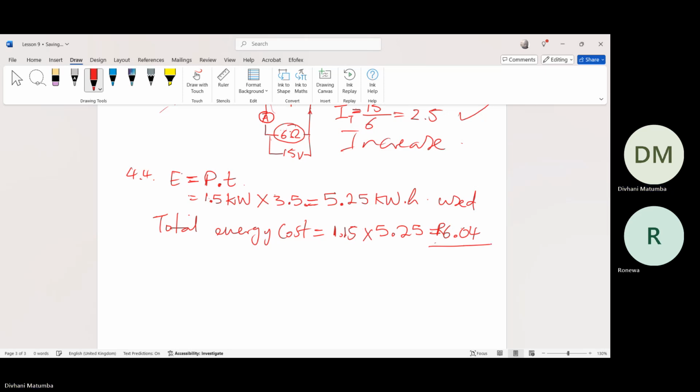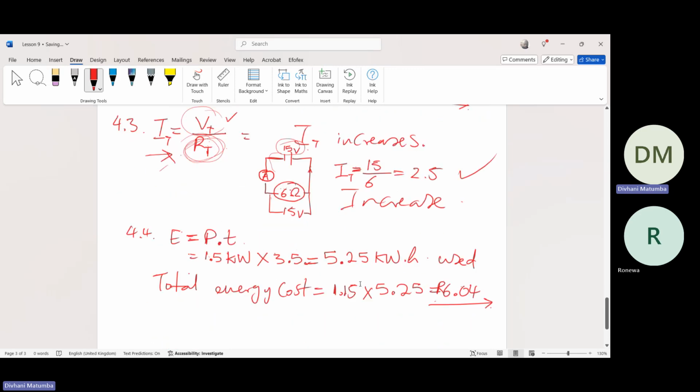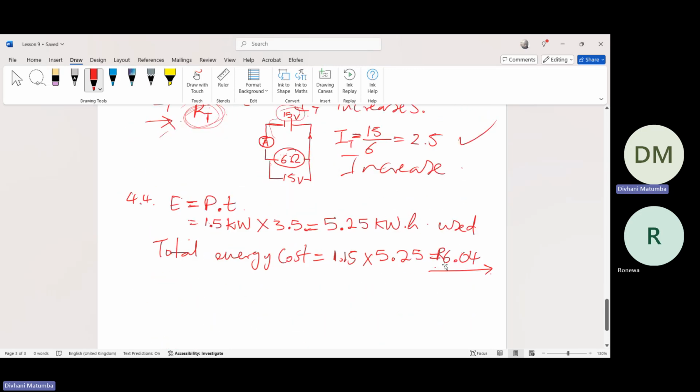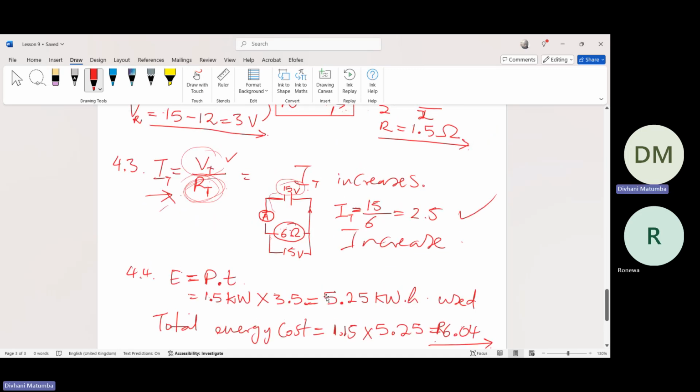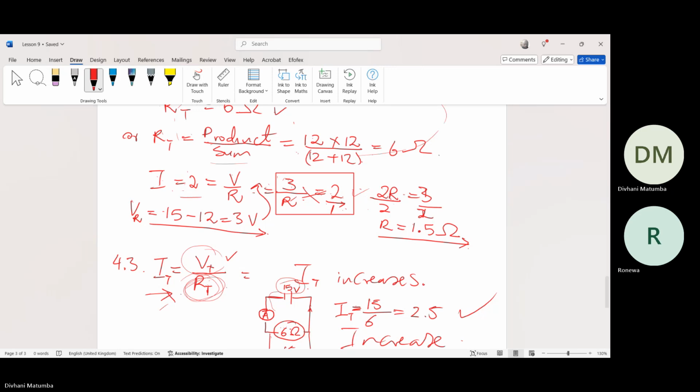So within 3 hours 30 minutes, this appliance will use 6 rand and 4 cents. I agree with your calculations. Do you have any questions?